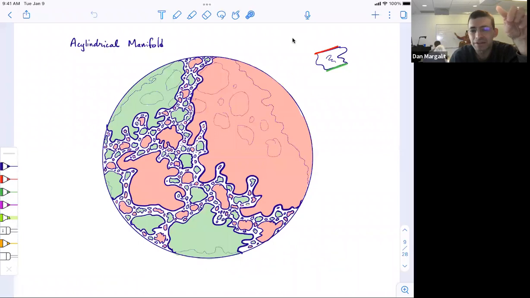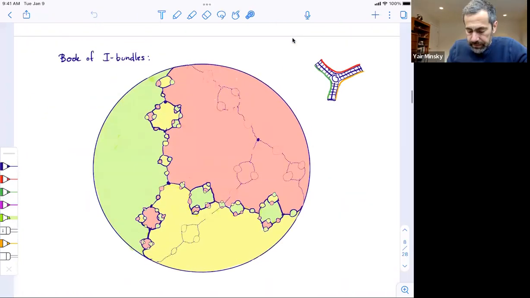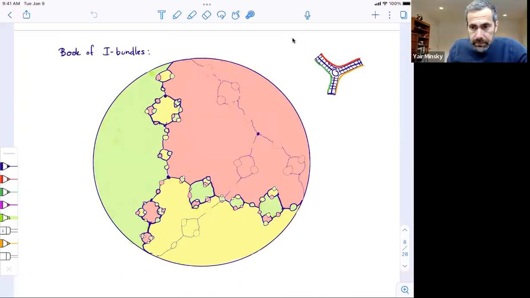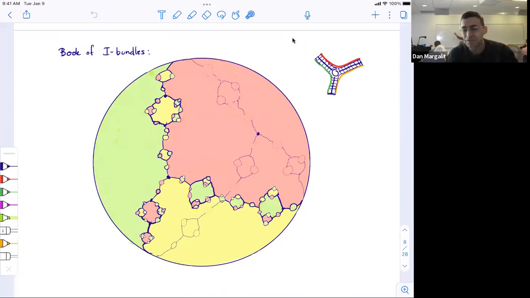Wait, Yair, can I ask about your last slide real quick? The one before this. So how does that schematic on the top right match up with your original picture of a book of I-bundles? I remember you were gluing surface cross I to the solid torus, where there were two half surfaces connected by intervals?